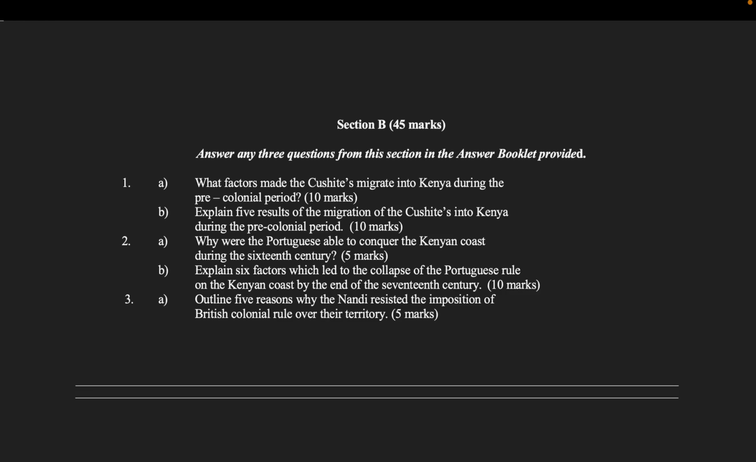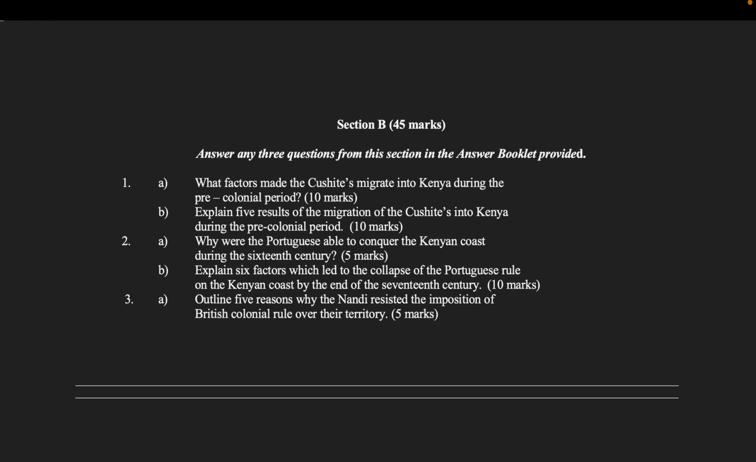2a. Why were the Portuguese able to conquer the Kenyan coast during the 16th century? The Portuguese used superior weapons. Lack of unity among the coastal communities, rivalry between Malindi and Mombasa. The Portuguese fought as one united force. The Portuguese knew the geography of the East African coast very well after obtaining information from Vasco da Gama's visit of 1498. They had well-trained soldiers.